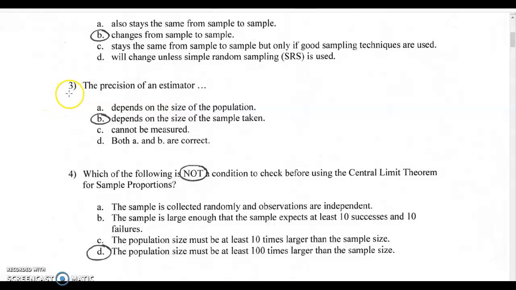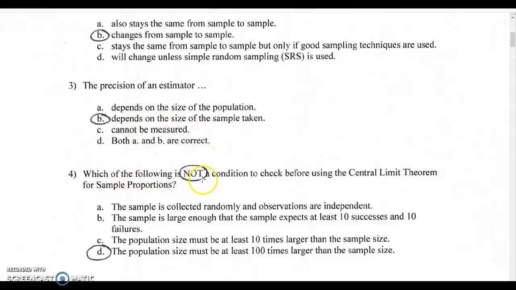So if we take a larger sample size, we're dividing by a larger number there with n. A larger denominator of a fraction makes a smaller fraction, which gives us a smaller standard deviation. It means it's more precise. So the larger the sample is, the more precise our estimate is.